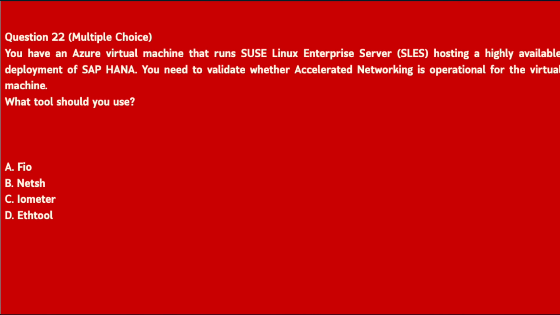Next question, you have an Azure virtual machine that runs SUSE Linux Enterprise Server, hosting highly available deployment for SAP HANA. You need to validate whether accelerated networking is operational for the virtual machine. What tool should you use? Options are FIO, NetSH, IOmeter, or ethtool.